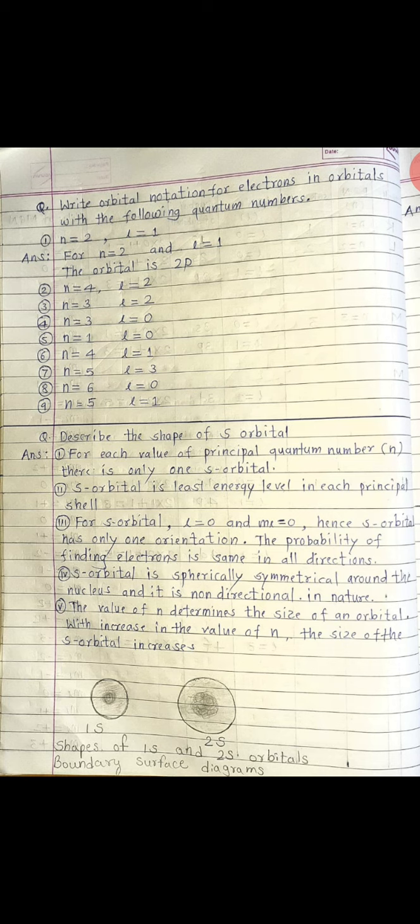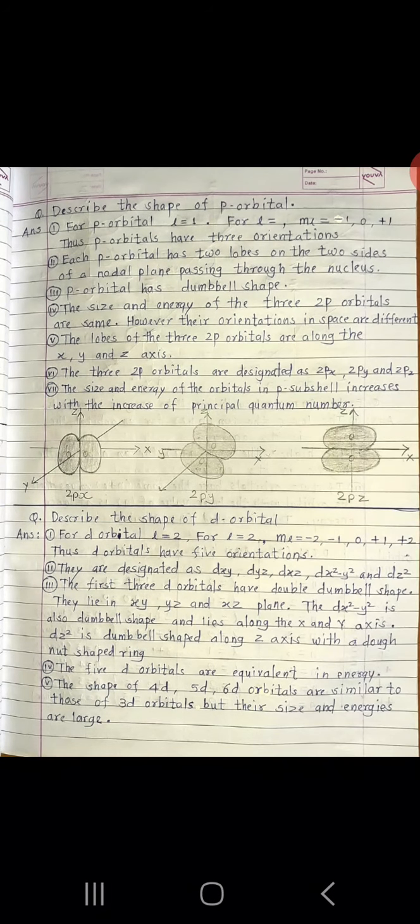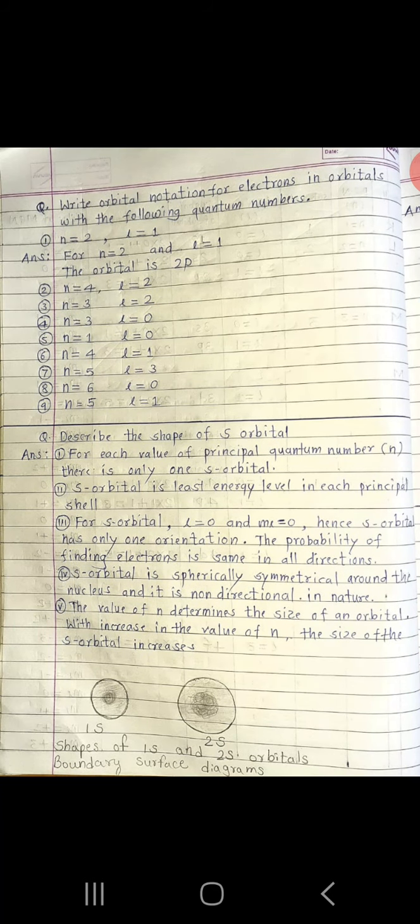Okay, so what is the fourth point? S orbital is spherically symmetrical around the nucleus and it is non-directional in nature. Fifth point is the value of n determines the size of an orbital. With increase in the value of n, the size of the s orbital increases. So this is the shape of s orbital. See here, this is the diagrammatic representation for shape of s orbital.